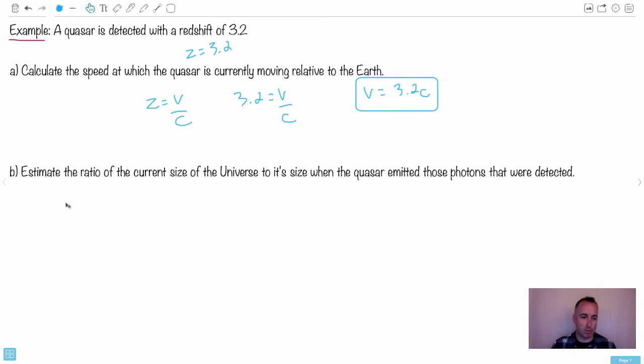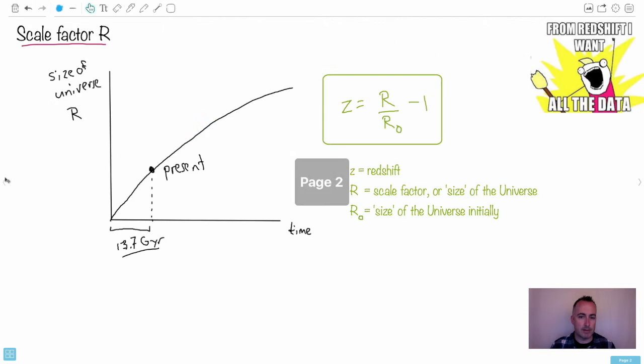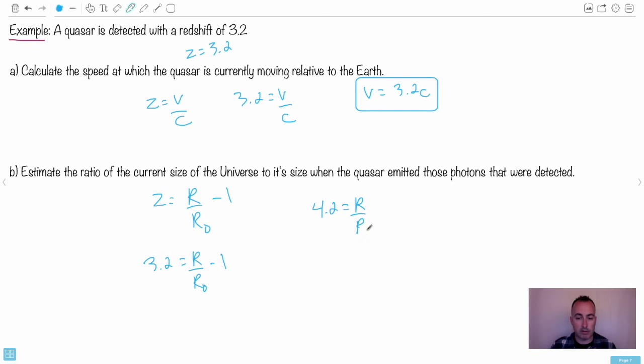Now you might be asked to estimate the ratio of the current size of the universe to its size when the quasar emitted these photons. What about the size of the universe? Then we need that other equation, the one with R over R0 minus 1. So we'll write that down. We have that Z equals R over R0 minus 1. It's actually this easy. We just put in the 3.2, which we got. So we have 3.2 equals R over R0 minus 1. We can just move the minus 1 over. That's a plus 1. So we get 4.2 equals R over R0.